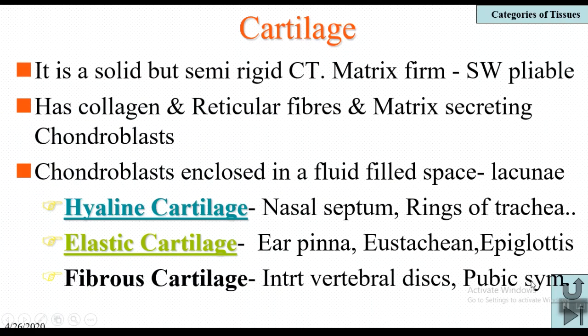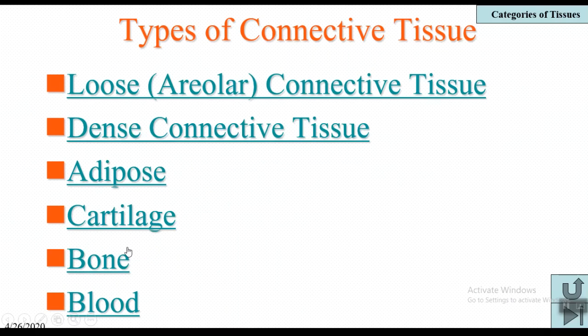This fibrous cartilage is present in the intervertebral discs and pubic symphysis, and it is considered the strongest cartilage. It is made up of collagen fibers, and that's why it is white in color. It is the strongest cartilage present in the intervertebral discs and pubic symphysis of the pelvis. Next tissue, that is the bone.